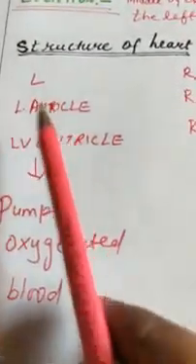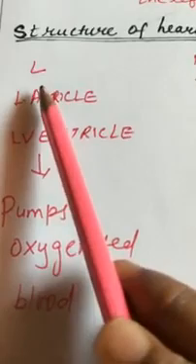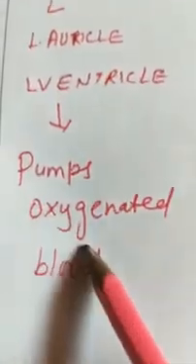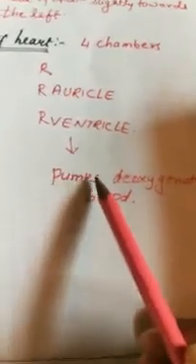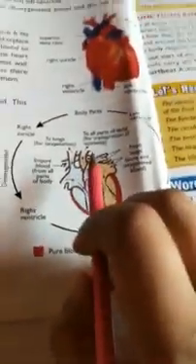It is located in the middle of the chest, slightly towards the left, guarded by the rib cage. The structure has 2 parts, left and right. Each part has 1 auricle and 1 ventricle. The left side pumps the oxygenated blood and the right side pumps the deoxygenated blood. Now let's see the working of the heart.